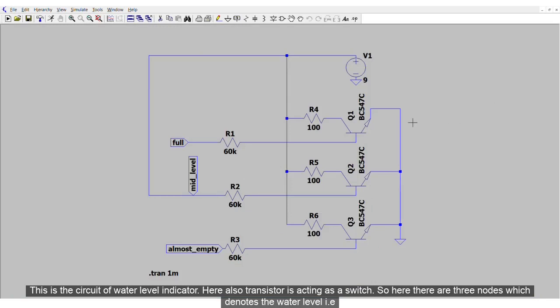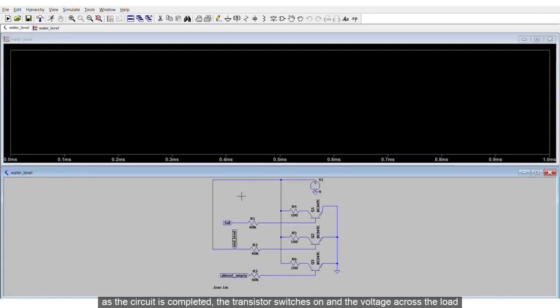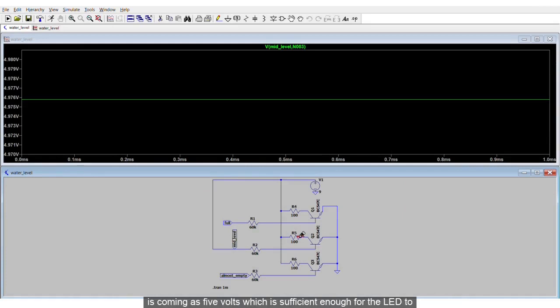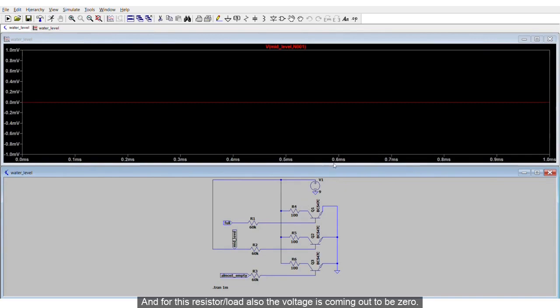Here also the transistor is acting as a switch. So here there are 3 nodes which denote the water level, that is almost empty, mid level or full. So right now I've connected it to mid level and I'm simulating the circuit. As the circuit is completed, the transistor switches on and the voltage across the load is 5 volts, which is sufficient for the LED to light up. We can also see that for the other resistors the voltage is 0, and for this resistor also the voltage is 0.